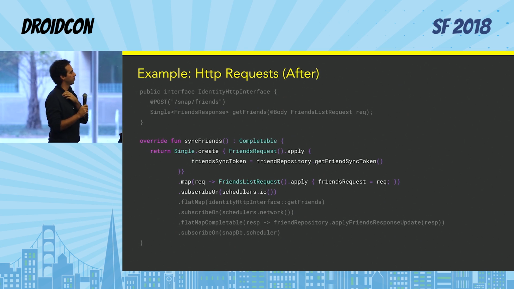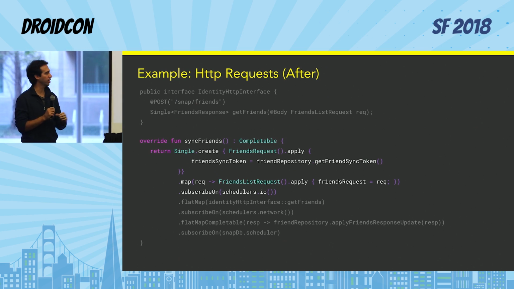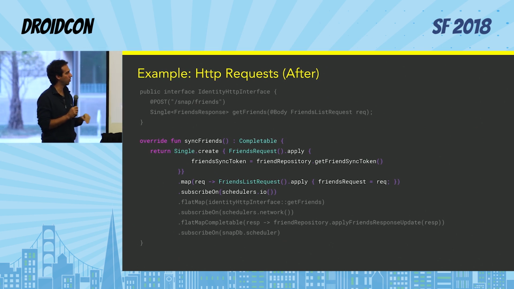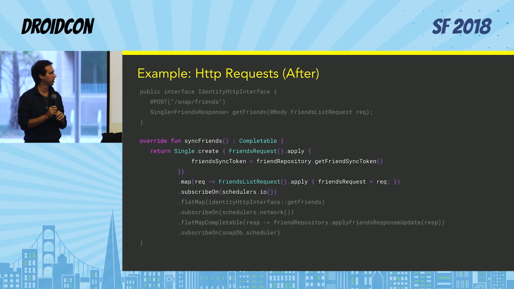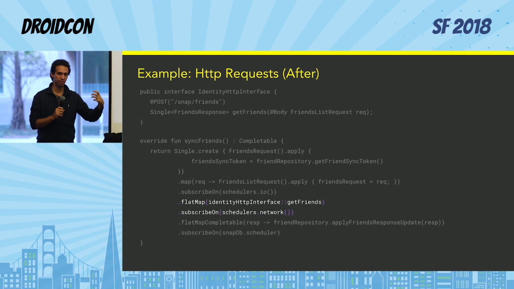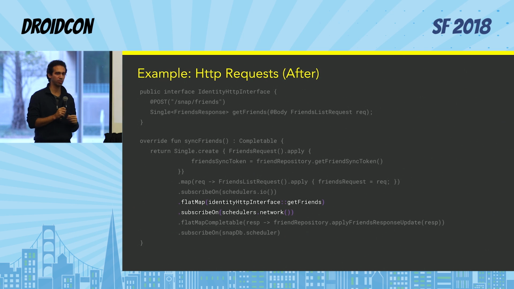Creating the request is pretty simple. We just create an object, do a database call to get a sync token, attach it to that object, and then we're done. But we call this RxJava method subscribeOn to ask for that code to be run on the I/O scheduler, since it's going to be doing a database call. Next, we do a flatMap to take the request, pass it into our nice Retrofit interface, and send it. And we do that on the network scheduler.